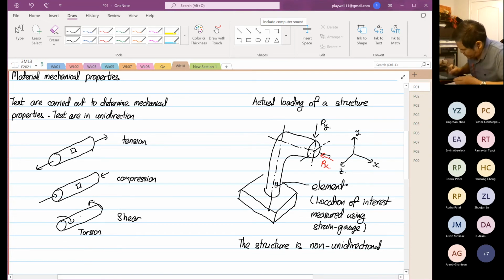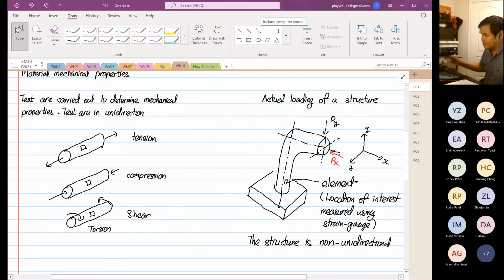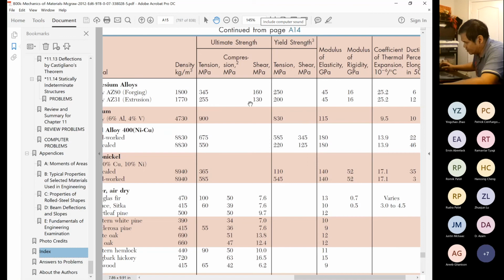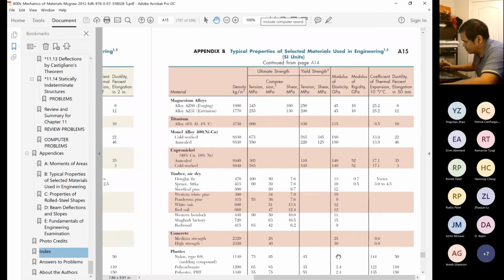Whenever we do any measurement, okay, we like to put a strain gauge, right? So now on the left hand side is the test condition, right? So you got the test condition. So after the test, let me go back to this table. Okay, so after the test, what we tend to do is we generate a table like this, right? We generate a table like this.